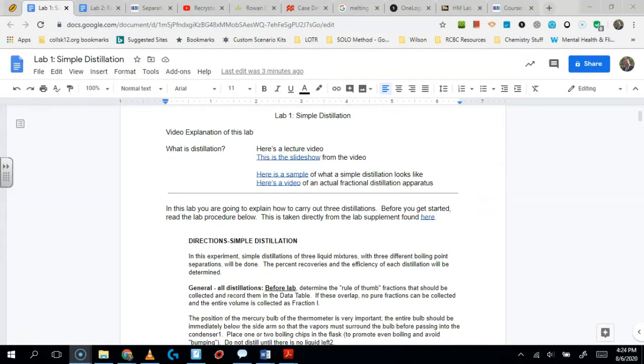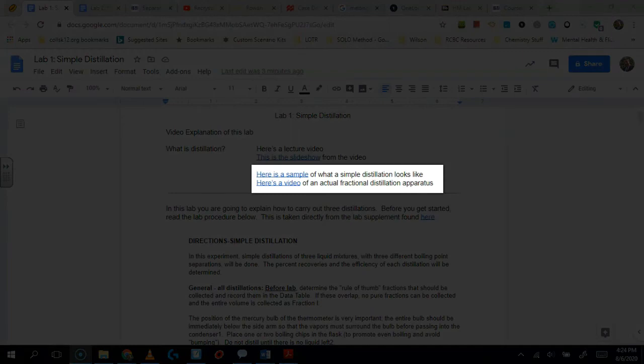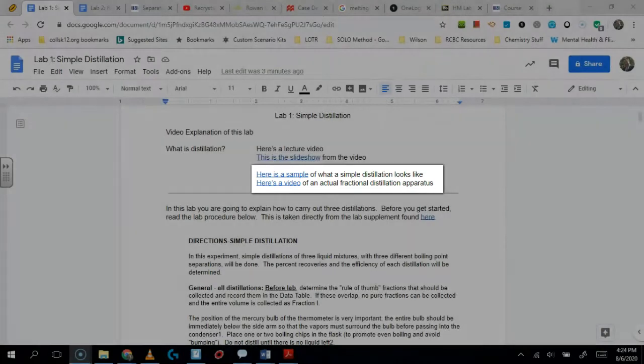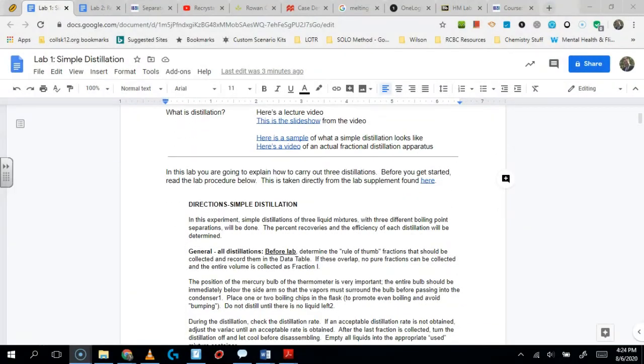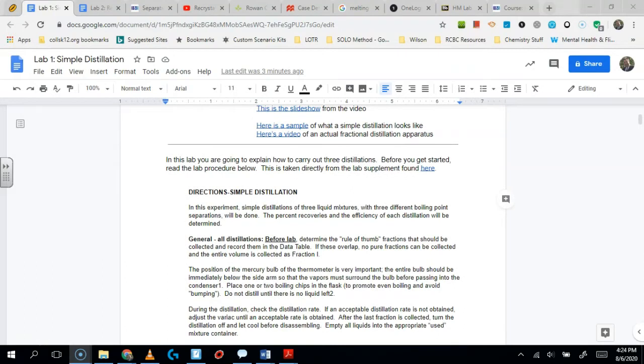Distillation is one of those things that you don't get a sense of unless it's hands-on or unless you're looking at it. What I did was I went to YouTube and found a couple of videos of simple distillation, what it looks like, how it is performed, and then one of fractional distillation as well, so that you can see what the apparatus looks like and things like that. So there's lots of reference material for you so that you know what is going on.